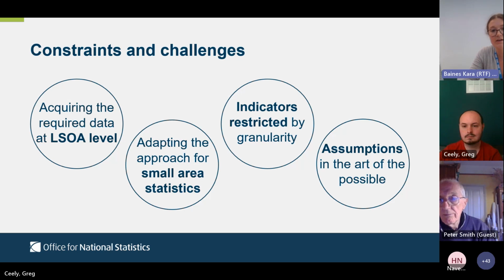The next challenge is about small area statistics. When you dig so deep into that map, you get areas that are so small that the values of some indicators would be too small to share, based on sharing agreements and privacy and ethical reasons. So in some cases, we just had to assume that the indicator value was 0 in some LSOAs, because there wasn't a way for us to get that data.